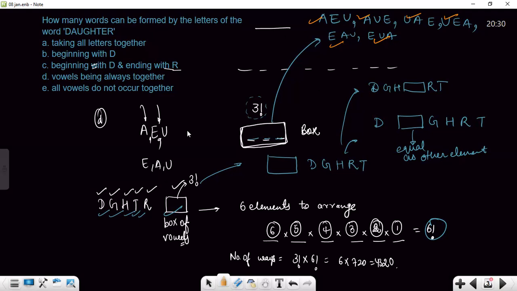So we will multiply both of the events because they are dependent events to make our word. Only when one happens can the second happen. So they are dependent. That's why we are multiplying, not adding. Now, is that clear, everyone?